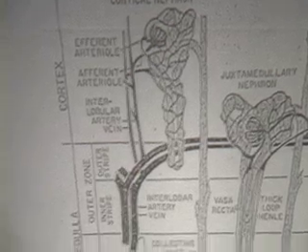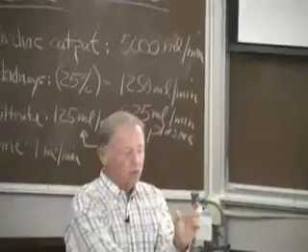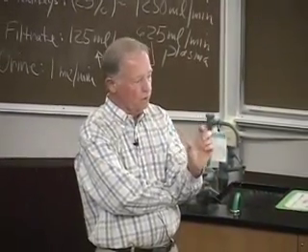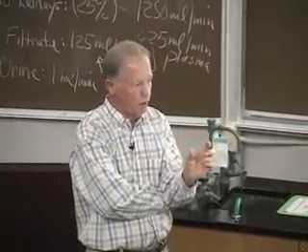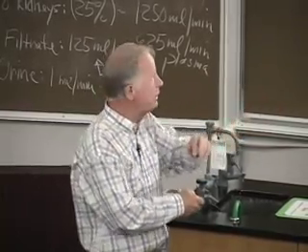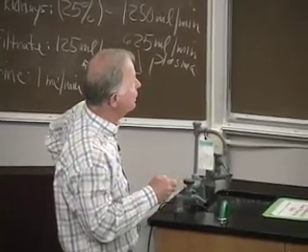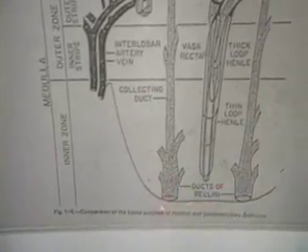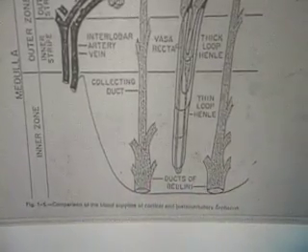So this is a very cool system. Nature has designed a system which allows you to filter a lot of plasma from your blood, process it, and then return most of that filtrate back to your blood and shunt the solutes that you want to get rid of into these things called collecting ducts, then the ducts of Bellini, and finally into your bladder.